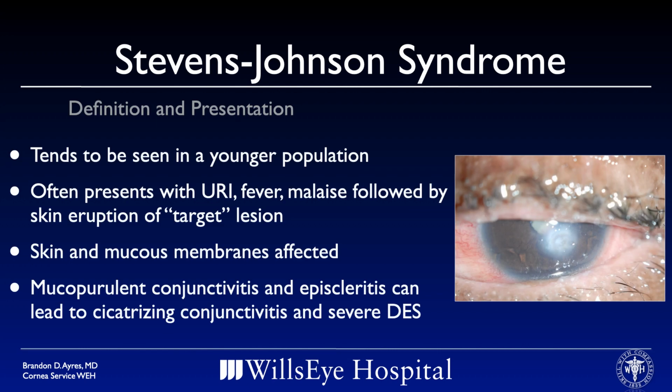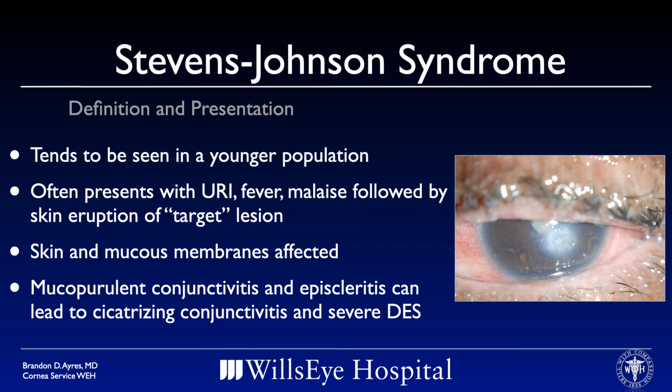These do tend to be younger patients, and you'll get this episode that presents almost like a URI with fever, or they just don't feel real well, and then you get this skin eruption of target lesions. Then you end up seeing the skin and mucous membranes affected. And they get this really purulent conjunctivitis and episcleritis. They get horrible blepharitis, and you'll see the symblepharon form, and you end up just trying to keep the eye as healthy as possible until the process runs its course.